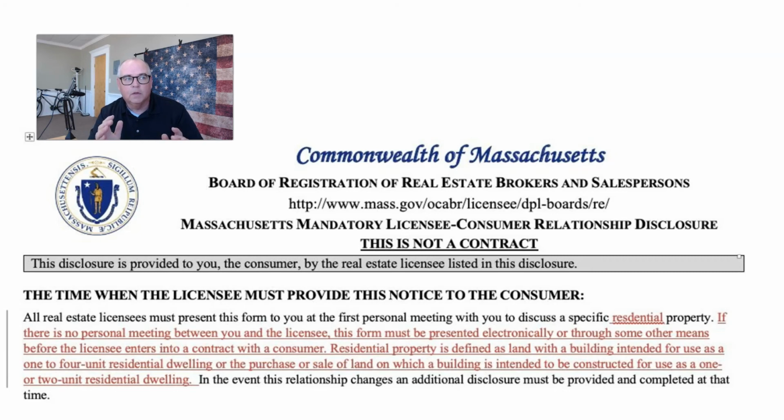And the other thing is, this does not seem to cover situations where the licensee is putting in an offer and there is no exclusive right to represent agreement. A right to represent agreement, of course, is a contract between the consumer and the licensee and the agency. But there are plenty of times where you might represent a buyer without an exclusive right to represent. In those cases, I would strongly recommend that you have this form completed at the time that you're writing up the offer, if not earlier.